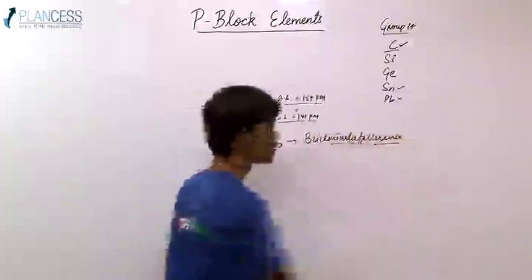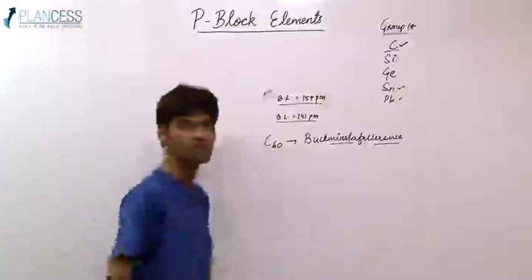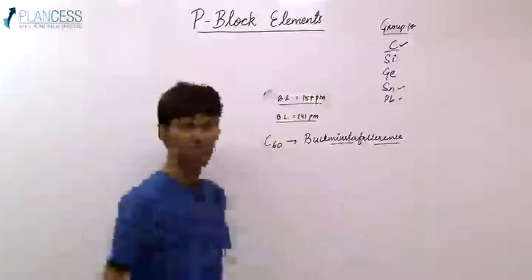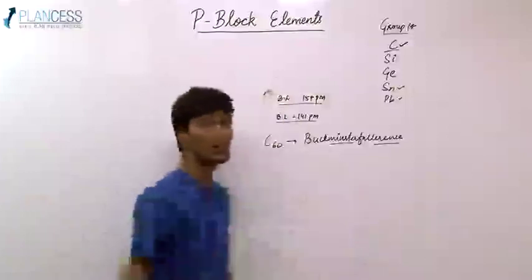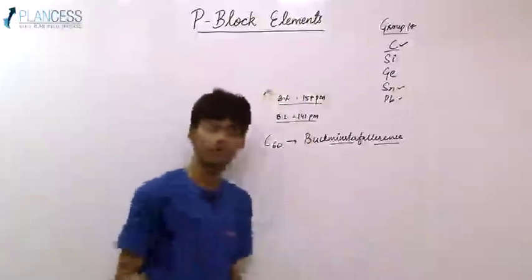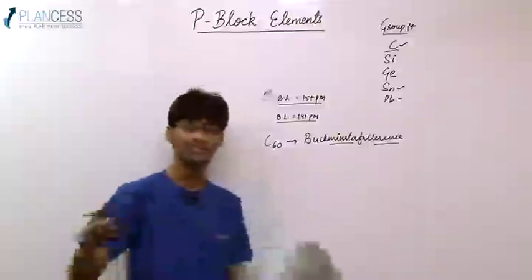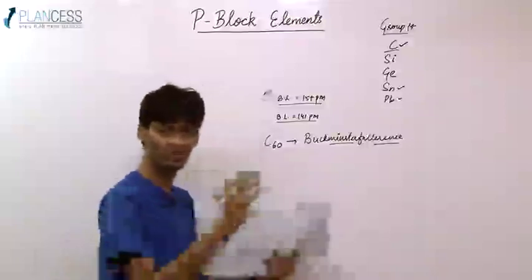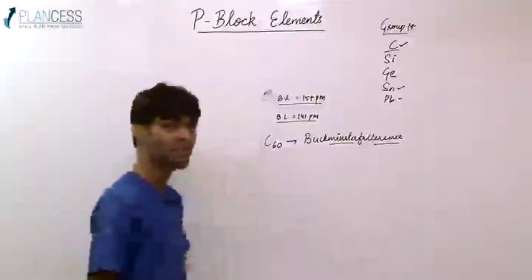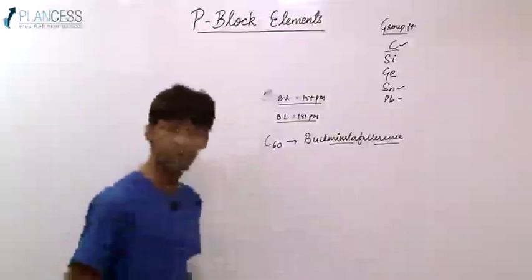So there are 3 allotropes of carbon. One is diamond, the other is graphite, and the third is fullerene. Out of these 3, graphite is the most stable allotrope of carbon as far as thermodynamics is concerned. So thermodynamically, graphite is the most stable allotrope of carbon.